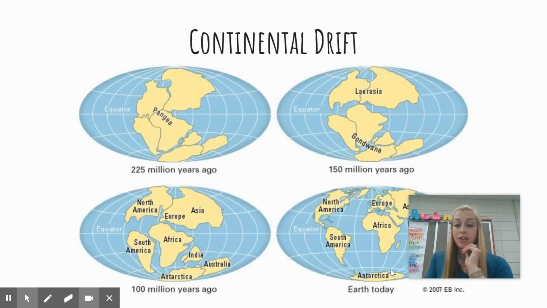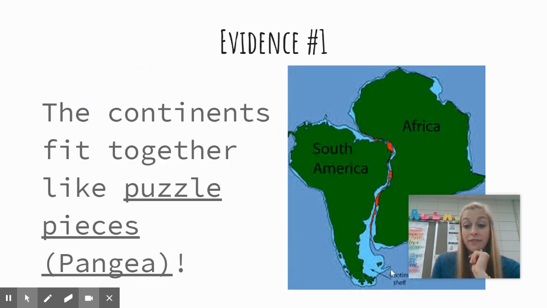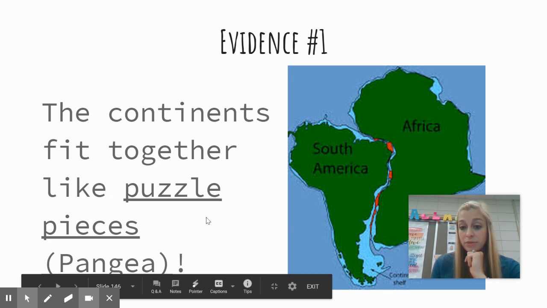So at first, the other scientists were like, dude, you are a meteorologist. You go talk about the weather. You don't know what you're talking about. And he's like, no, I'm onto something. I've got something genius. And so they're like, okay, prove it. So he started giving some evidence. He had to go and find some evidence. His first piece of evidence was he said that, look, the continents fit together like puzzle pieces. They fit together like puzzle pieces.